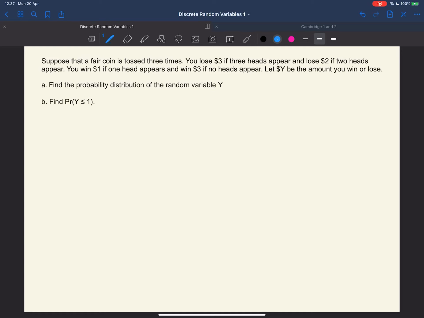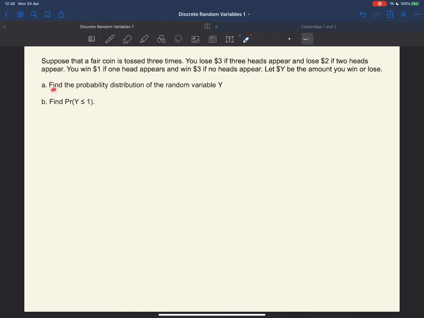So that there already, you know what the variable is. The variable is the amount you win or lose, right? And the amount that you win or lose is subject to the number of heads that appear. Whether it's 1 or 0 or 2 or 3, that predicts how much money you will get. So the ultimate variable, or the original variable, is how many heads appear.